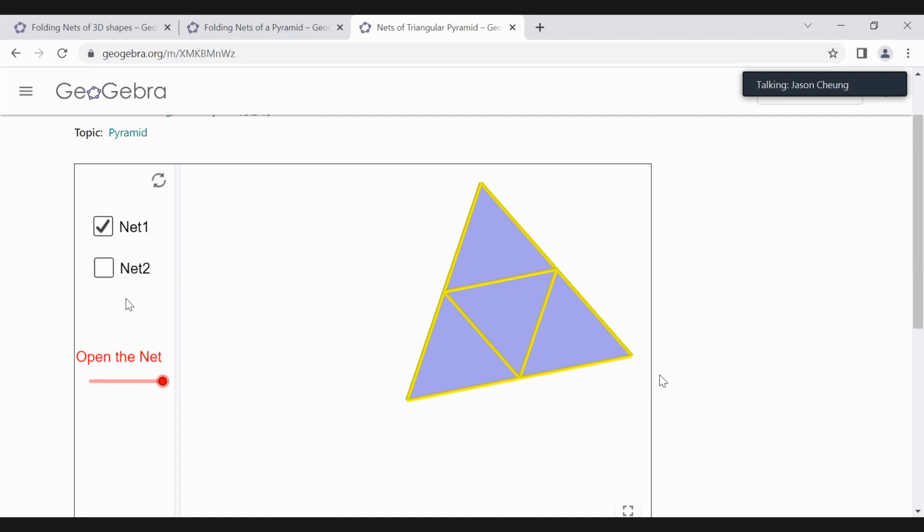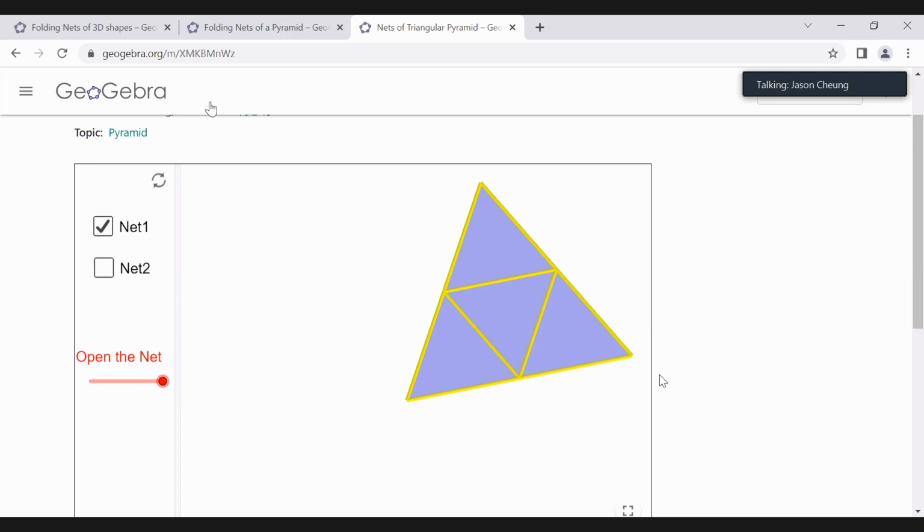And then, anything you want to ask? All right. Okay, if not, then we'll go to page 3. Question 3, I'm not going to do with you. Question 3, you may try to do it by yourself. You can scan the QR code to help you, because when you scan the QR code, you can see the net and also the cuboid.